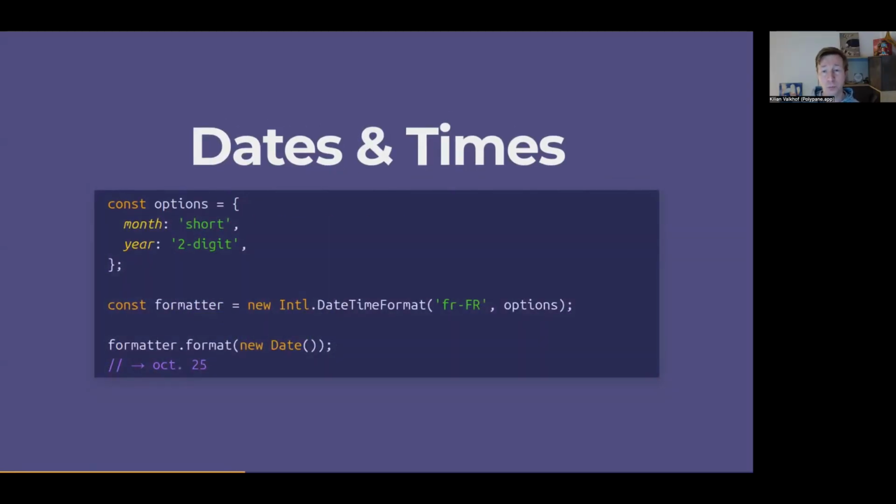Now, if you have these options specified, like month and year, only the specified parts will be shown. So if you only specify year and month, you only get year and month in the output.